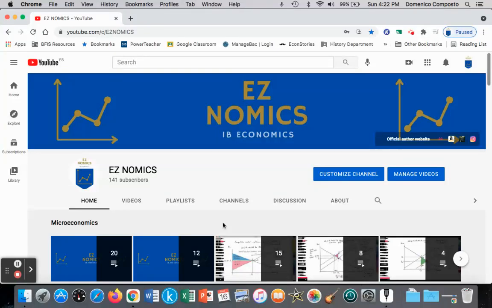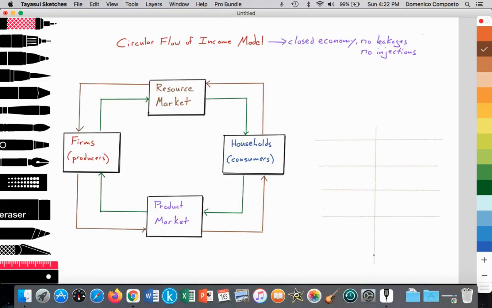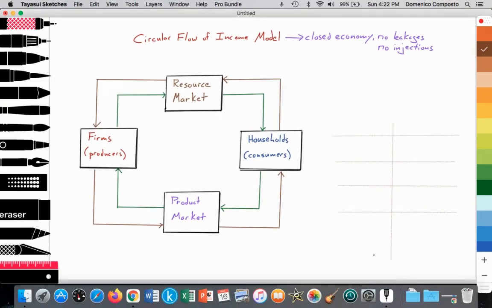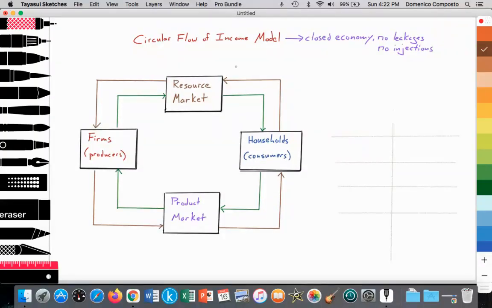Hello, this is Domenico with NOMICS, and we're going to look at one of the first models that you will take a look at within a micro or macro economic course. And that model is the circular flow of income model.